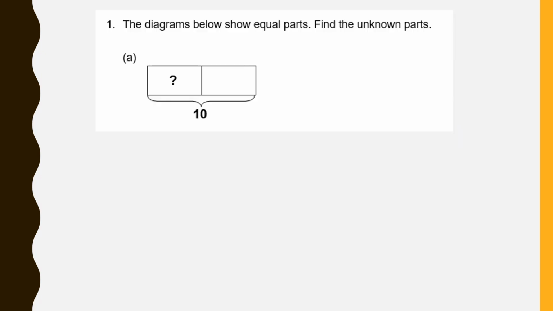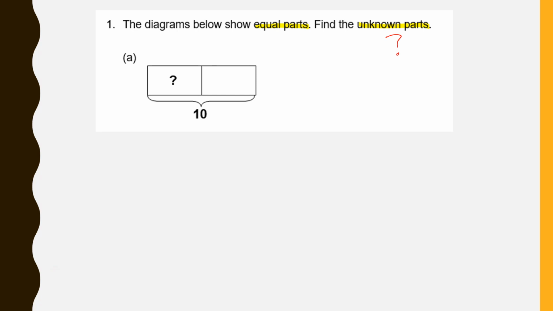Okay, now look at this question over here. The diagrams below show equal parts. Find the unknown parts. So the keywords are equal parts and unknown parts. Usually unknown parts refer to the parts with the question mark on them. So I'm going to write down the question mark here. So actually the unknown part refers to this question mark over here, and the same for the next question.